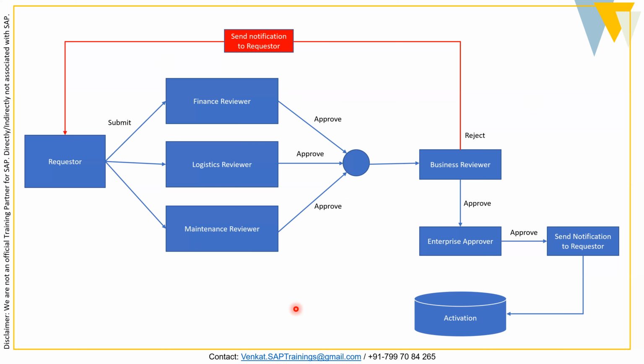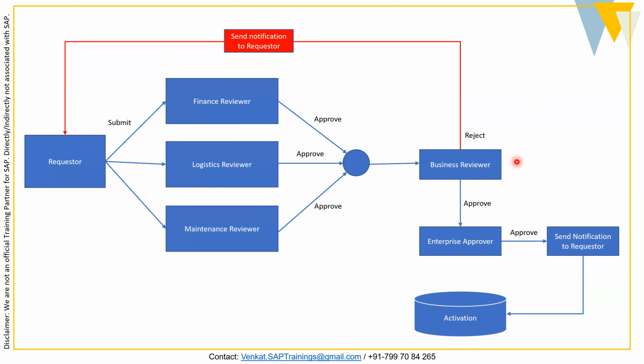At the business reviewer and the enterprise approver level, we will have the option to go back to the requester. One second, small correction. You should not go directly here. You should start from here, complete step by step. Then explain the process design.